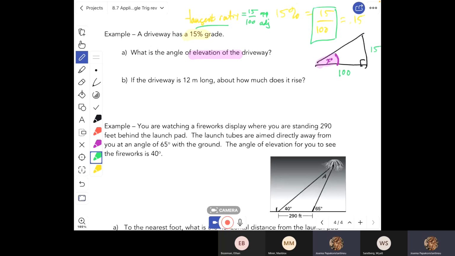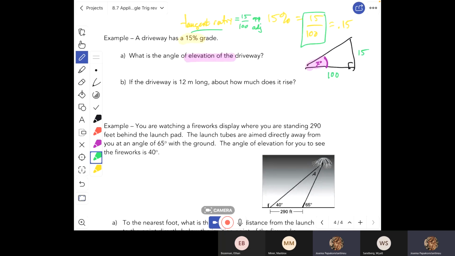So what is the angle of elevation of the driveway? Well, I have that the tangent of some x, some angle, is 15 over 100. So if I want to solve for x, how would I do that? Inverse tan of 15 over 100. So what is x? What is that degree measure? 8.5 degrees. Tiny, tiny. So the angle of elevation is 8.5 degrees.